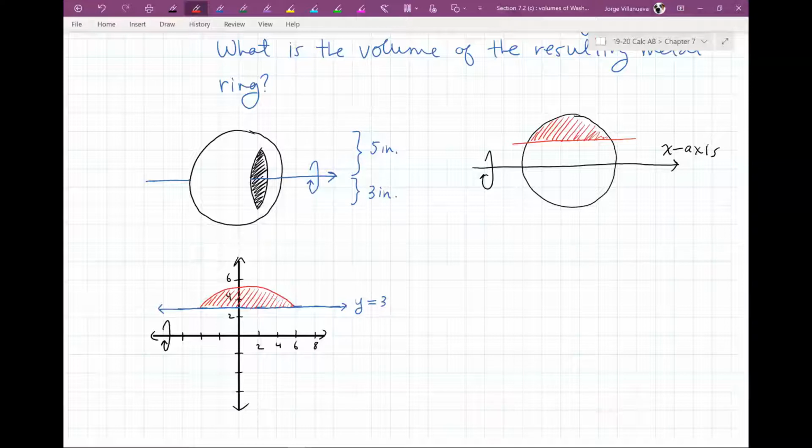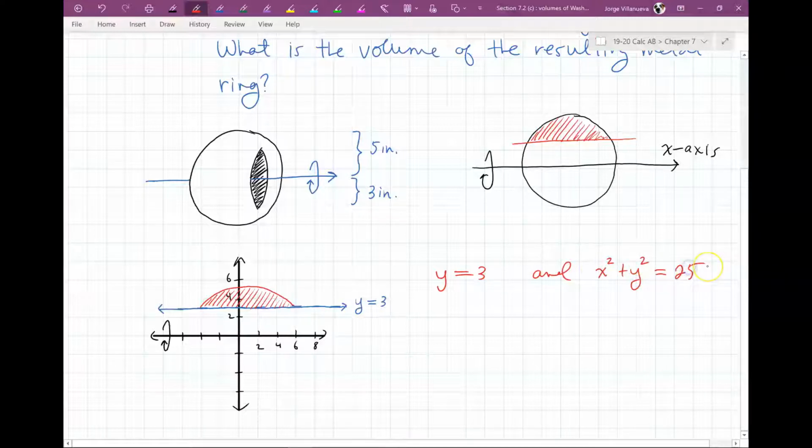All right, so there's my picture. That's what I think is going to be good. So now I got to write some equations, right? Because I don't have anything to base my work on. So I know that y equals 3 is one of the equations. The other one is going to be a circle, right? But it's going to be a circle of radius 5 with the center at 0, 0. So it's going to be x squared plus y squared equals 25.